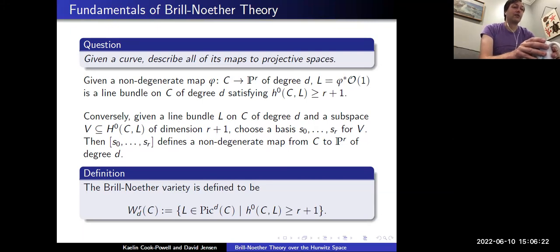And so the question that I started out with can be reformulated as: given a curve C, describe all of these varieties W^r_d. You might want to know various things about them: their dimension, how many components they have, are they smooth, stuff like that. Those are the kinds of questions that I want to talk about today.